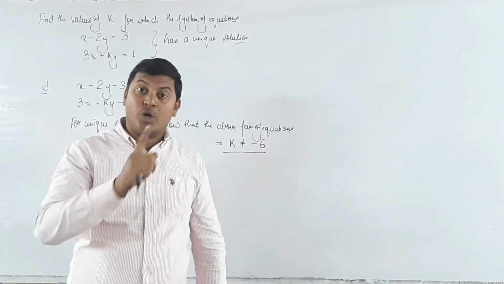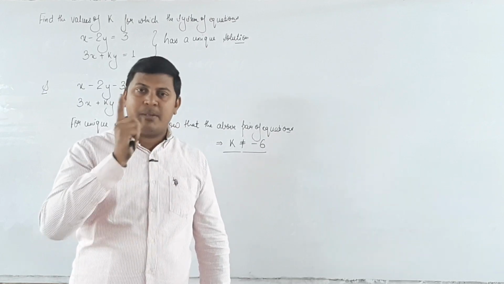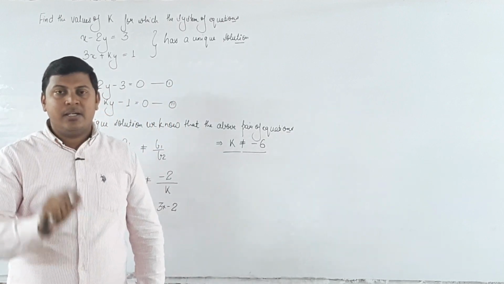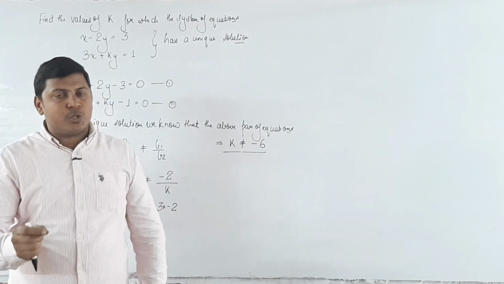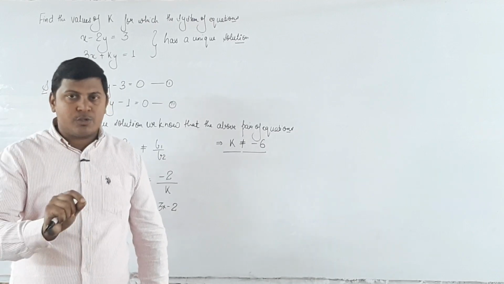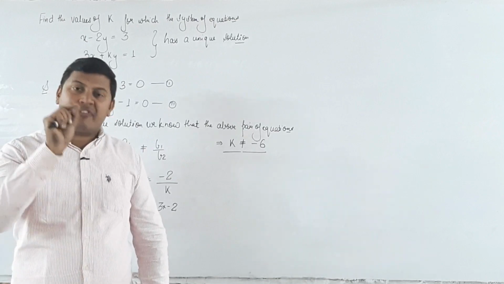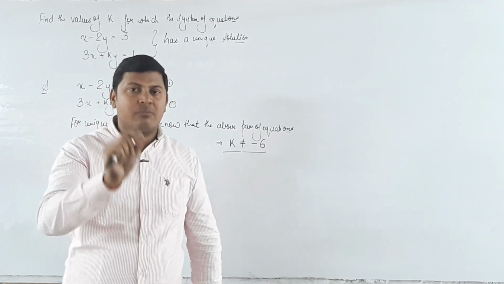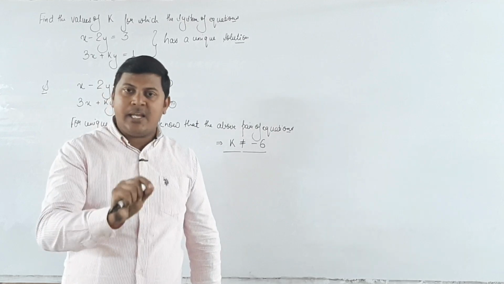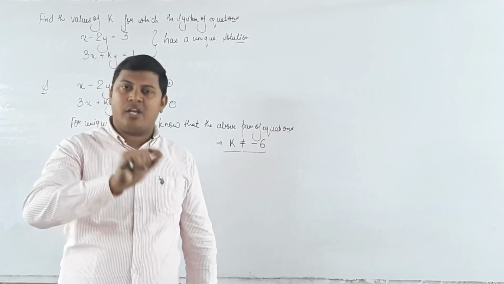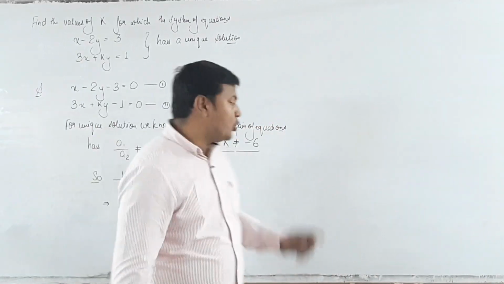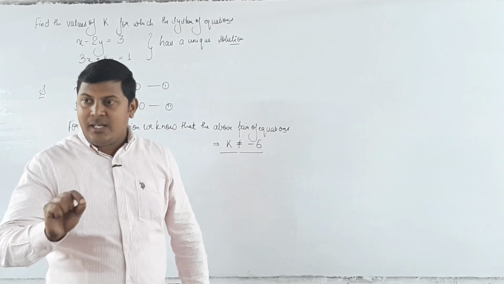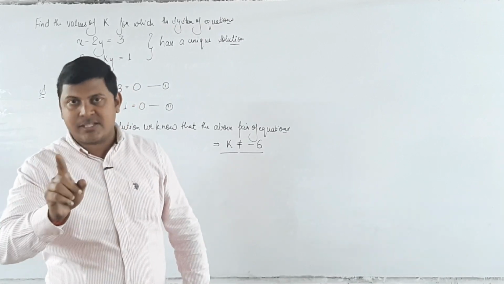So be very careful about not equal to. What does it mean to say? I'm repeating once again. k is not equal to minus 6. It means to say that the above pair of linear equations will have a unique solution for every value of k except minus 6. If you put minus 6 at the place of k, the above pair of equations will not have a unique solution. So we get k is not equal to minus 6. It means that k would not have the value minus 6.